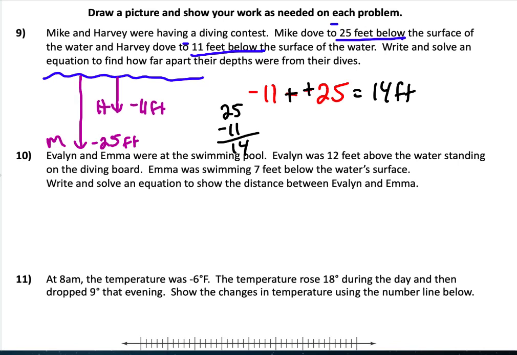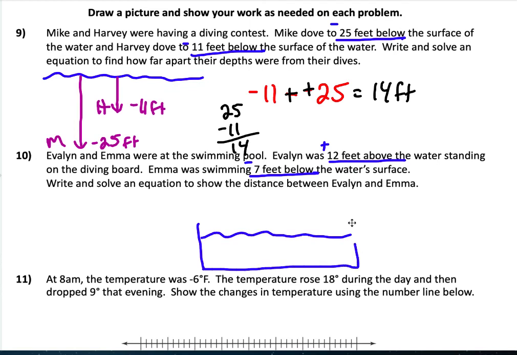Number 10, Evelyn and Emma were at the swimming pool. Evelyn was 12 feet above the water standing on the diving board. Emma was swimming 7 feet below the water's surface. So Evelyn was 12 feet above. Emma was 7 feet below. So one's a positive, one's a negative. So here's my water at the pool. Here is my awesome diving board.